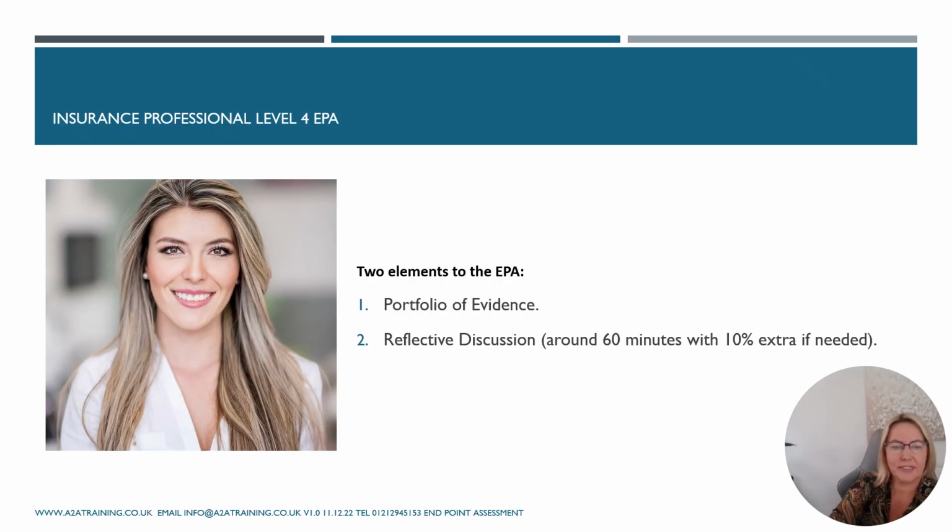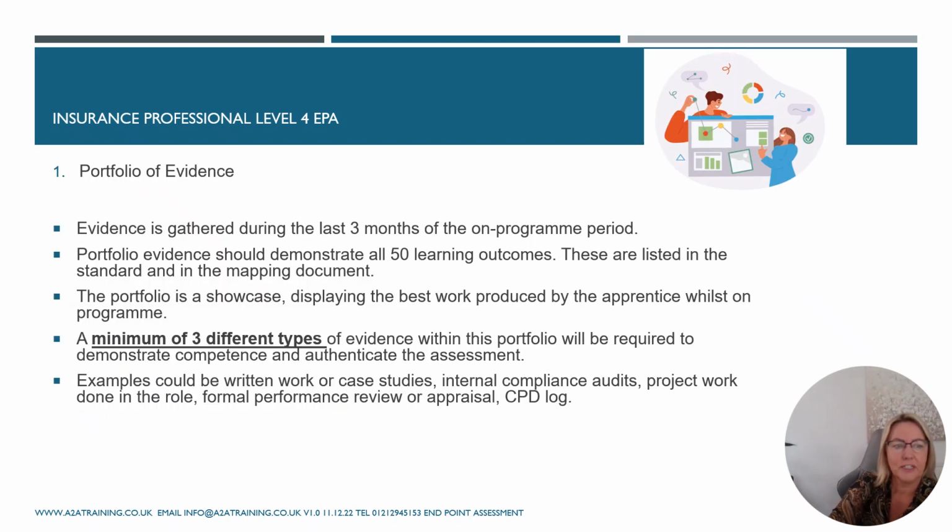There are two elements to the EPA: the portfolio of evidence and the reflective discussion. The apprentice, whilst on programme, will gather evidence of their best work completed within the last 3 months on programme. The portfolio should demonstrate all 50 learning outcomes as listed in the assessment plan. The portfolio is a showcase of the best work and must include a minimum of 3 different types of evidence.